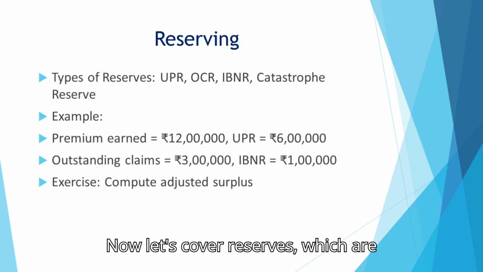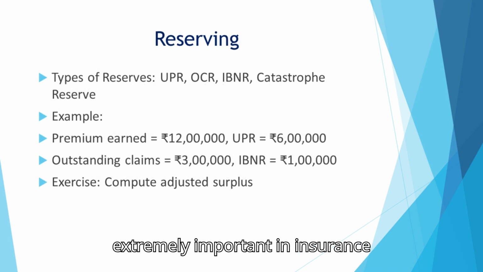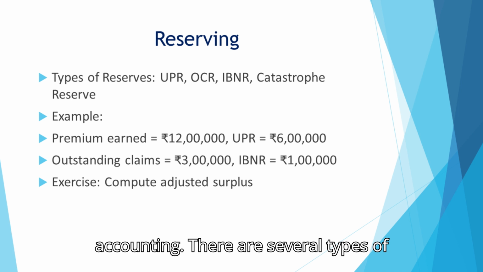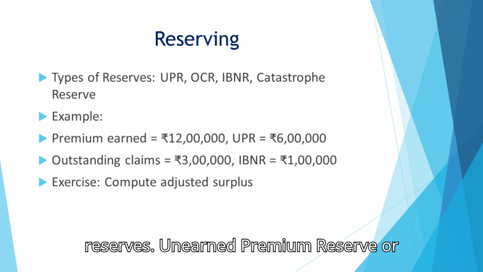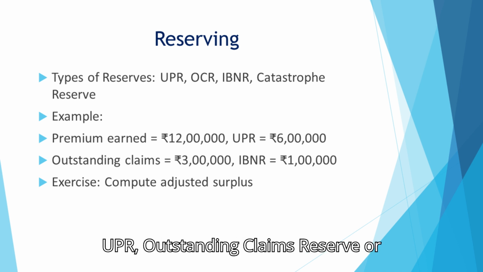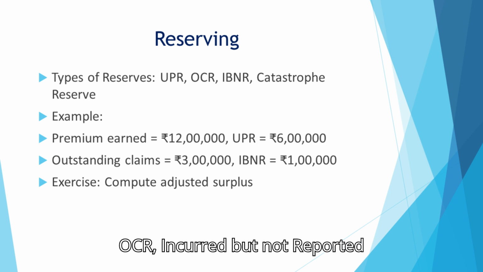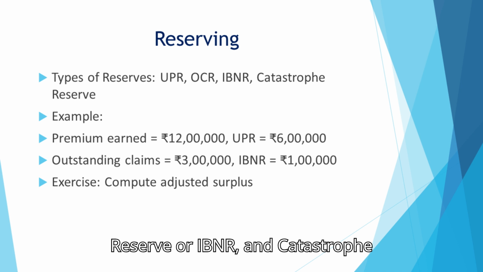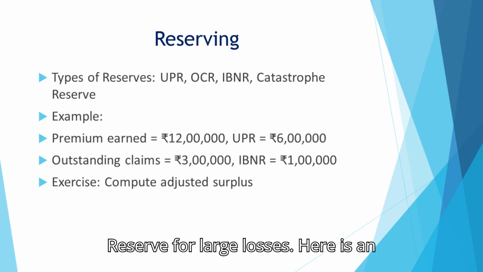Now let's cover reserves, which are extremely important in insurance accounting. There are several types of reserves: unearned premium reserve or UPR, outstanding claims reserve or OCR, incurred but not reported reserve or IBNR, and catastrophe reserve for large losses.